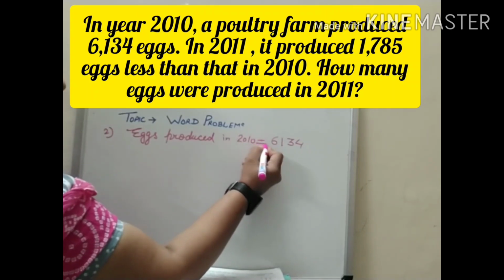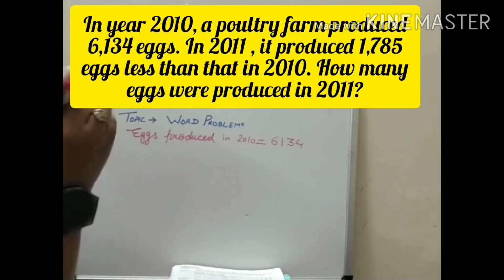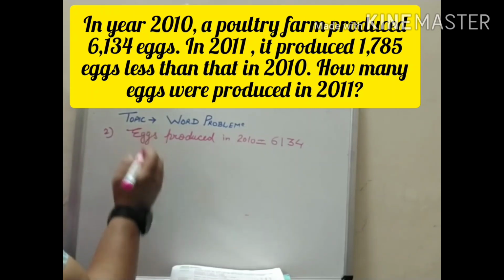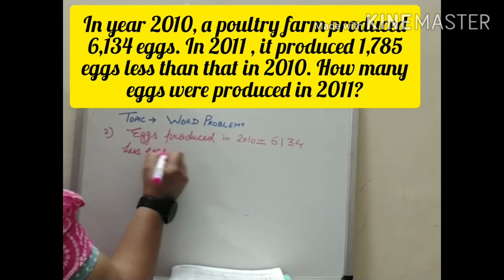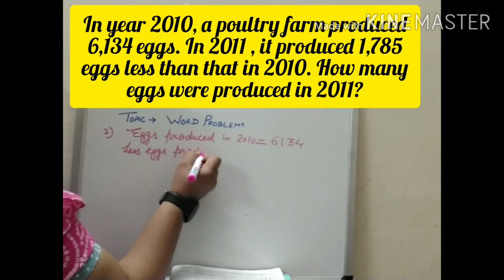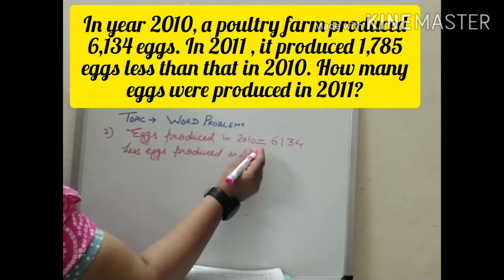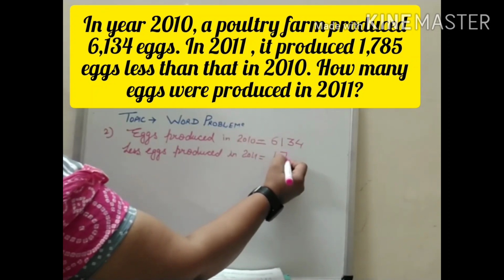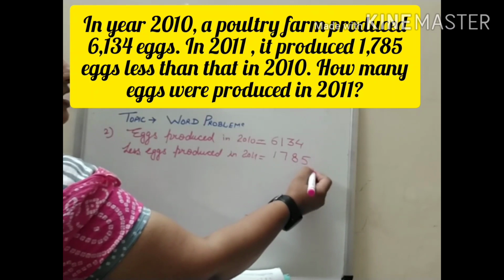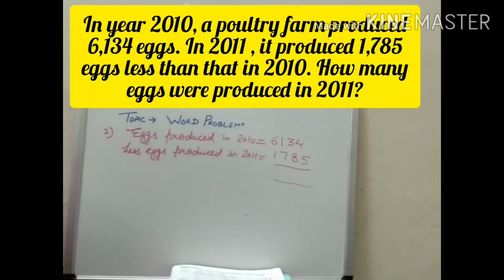6,134. Okay. Then in 2011 it produced 1,785 eggs less than in 2010. So fewer eggs were produced in 2011. Less by how many? They have given us 1,785. Now whether this is a question of plus or minus, children, how will you come to know?